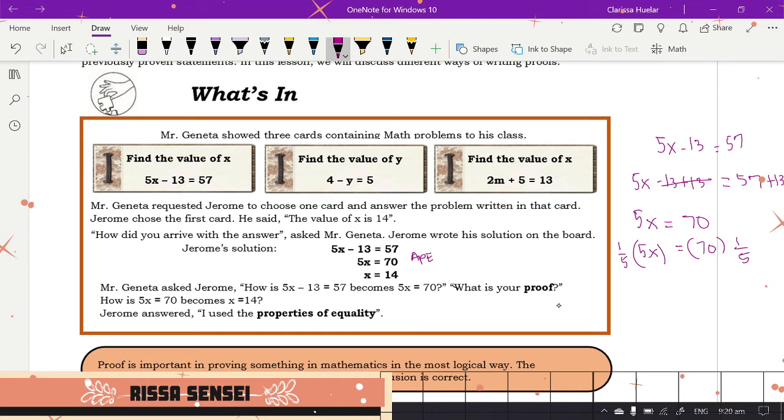Bakit natin to pwedeng gawin? Because of the multiplication property of equality. So makakancel na yan. 70 divided by 5. So that is 14. Tama ba? Okay. So, x is equal to 14. So, ano yung ginamit natin properties to prove that x is actually equal to 14? We use addition property of equality and multiplication property of equality.